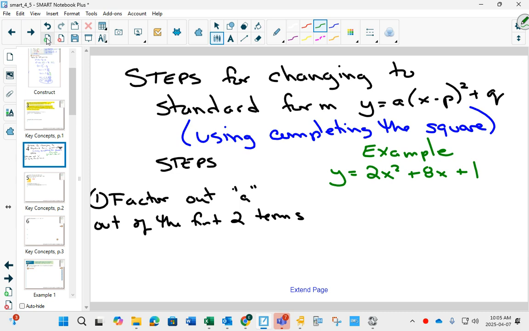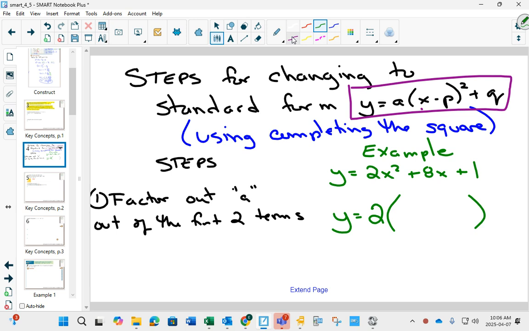So for step 1, and sometimes the steps make sense if you think about what you want. This is what I want. I want the A factored out. I want something perfectly squared, and I want a number at the end. So for step 1, it makes sense to factor the 2 out, because that would be your A by itself. It makes sense to keep the 1 there, because we need a number at the end anyway. So you're only going to factor the 2 out of the first 2 terms, leaving you with x squared plus 4x.